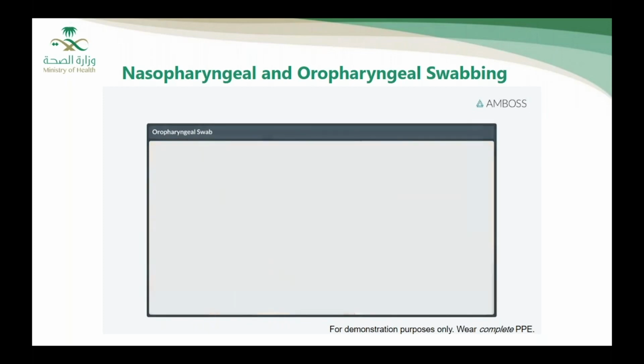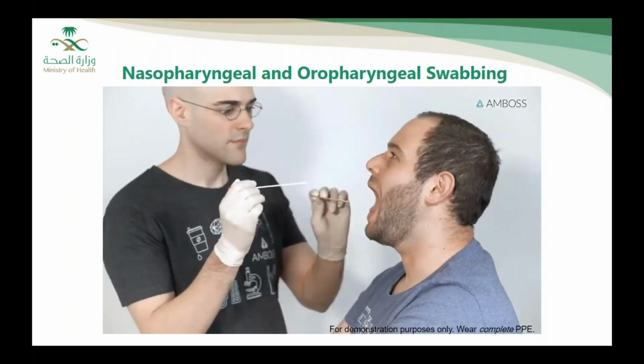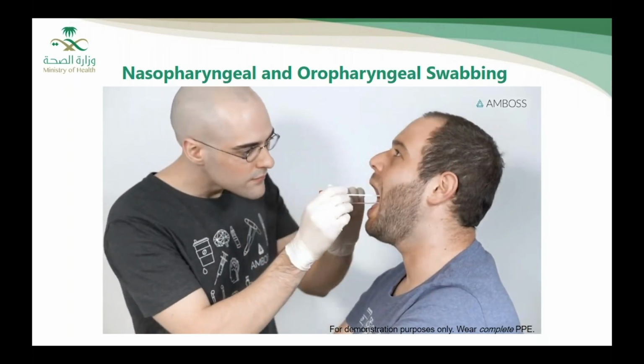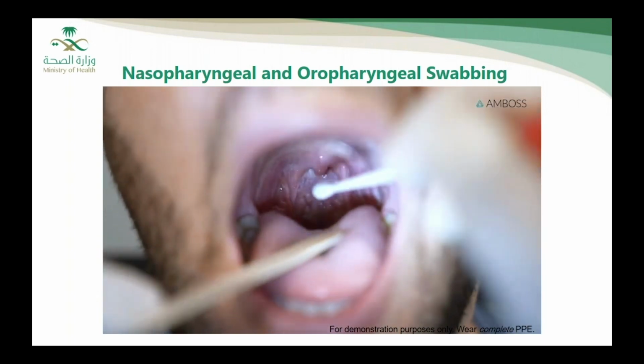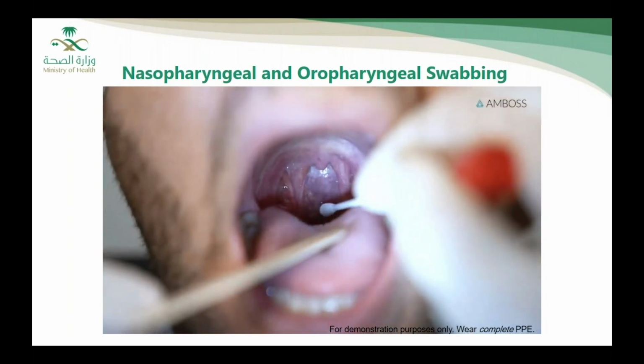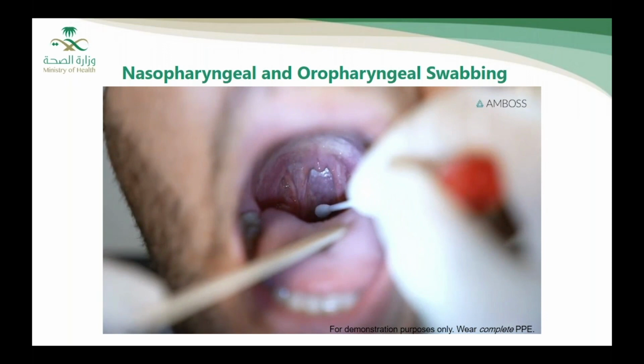Ask the patient to open their mouth wide, protrude their tongue forward, and say "ah." Depress the patient's tongue using a tongue depressor. Gently insert the swab into the oral cavity without touching the lips, teeth, tongue, hard palate, or soft palate. These surfaces should be avoided as they are often colonized by a wide range of microbes.